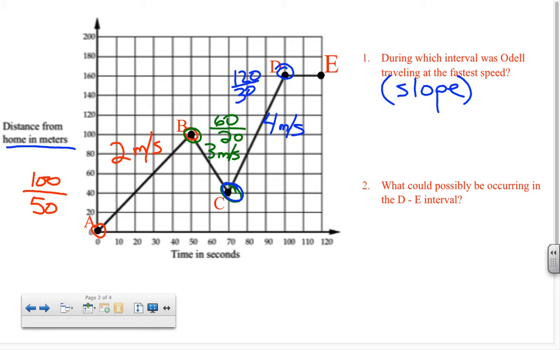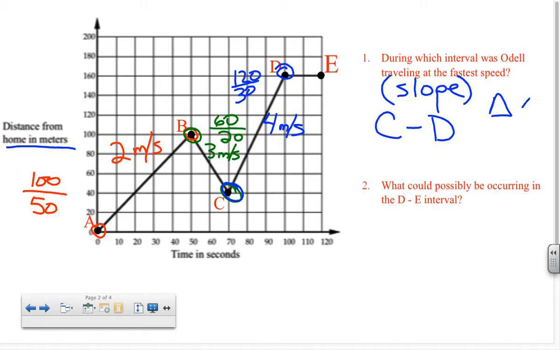So in this case, when was Odell traveling at the fastest speed? In the interval CD. Anytime you see something with speed, when someone is moving the fastest, think about slope. You don't just try to eyeball it. If you look at this one, AB and CD are kind of close. If you're just looking at it, you might have to actually calculate it.